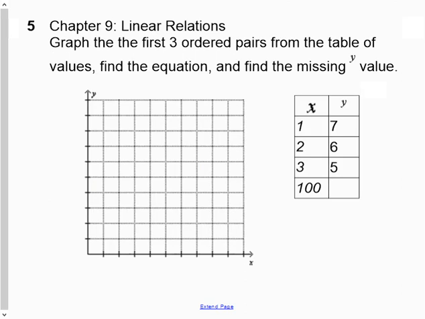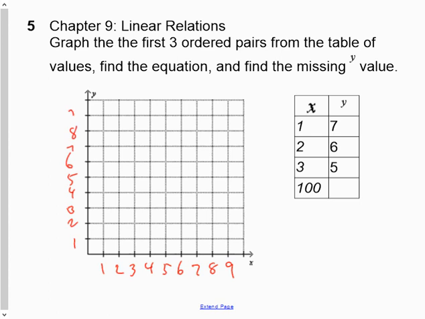Question 5 is your linear relations. It says graph the first 3 ordered pairs from the table. So our ordered pairs are 1 on the x and 7 on the y. So first thing I need to do is I need to label my axis. So I'm going to give this x-axis labels 1 through 9. And I'm going to give my y-axis 1 through 9 as well.